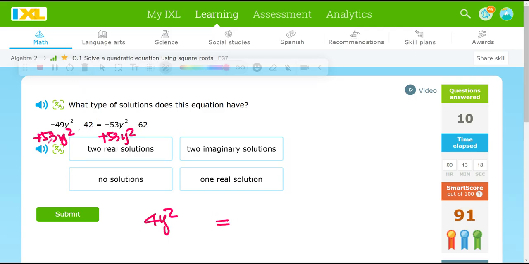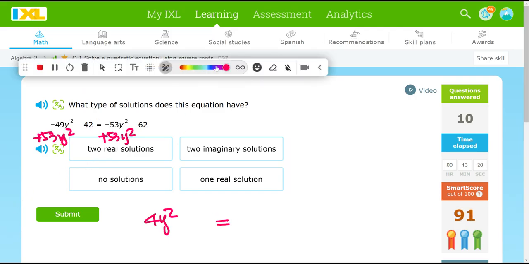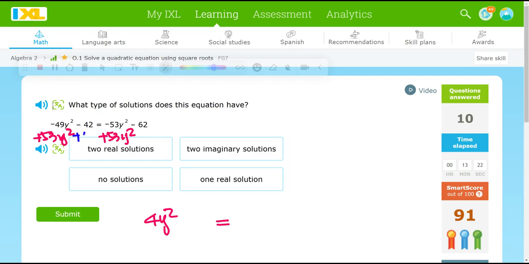Okay? So you can see you don't want negative 42 here. So I can do really fast here. I add 42 on both sides. You can see on the right side, negative 62 plus 42 becomes negative 20. I'm almost done. I need to isolate only the y squared, so I divide 4 on both sides. So I come out with y squared equals negative 5.